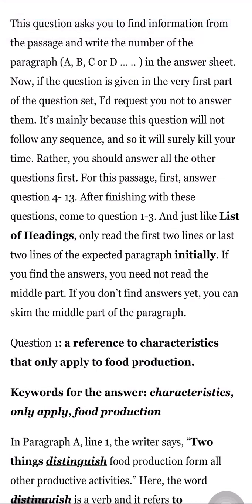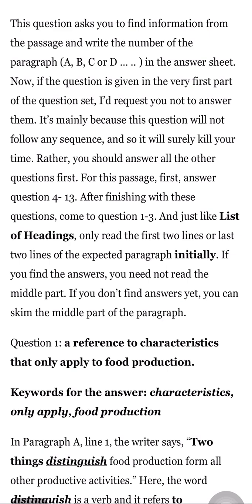After finishing with these questions, come to question 1 to 3, and just like list of headings, only read the first 2 lines or last 2 lines of the expected paragraph initially. If you find the answers, you need not read the middle part. If you don't find answers yet, you can skim the middle part of the paragraph.